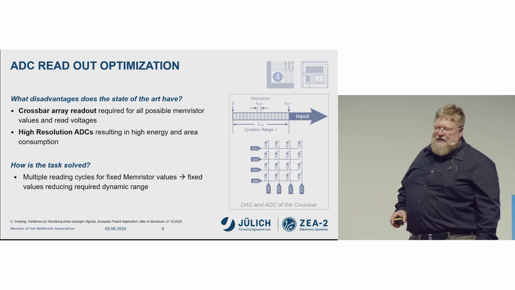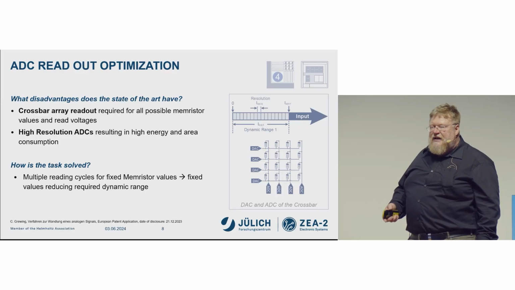So, number 4, the ADC readout optimization. What you have here is that for a certain number of memristors, DACs and ADCs, you need a certain dynamic range of the ADC. But in this system, you will more often change the voltage from the DACs than the memristor values. So you could assume that the memristor values are static for the purpose of reading out the signal.